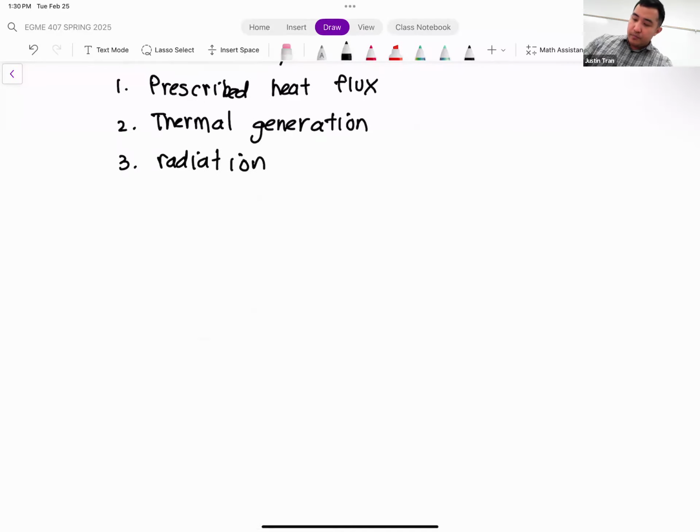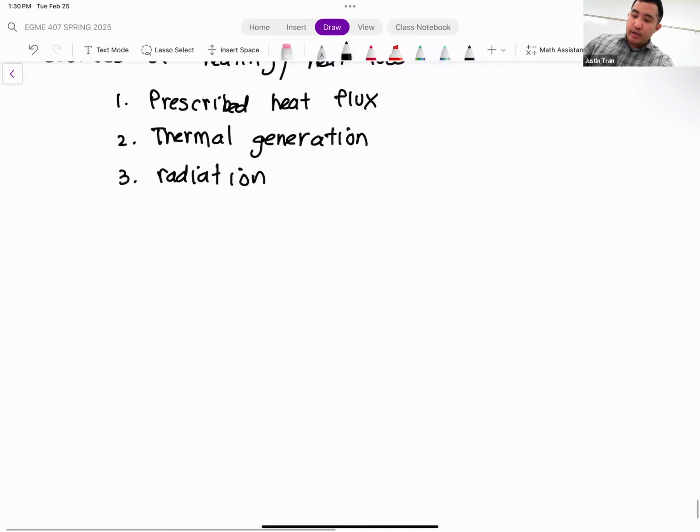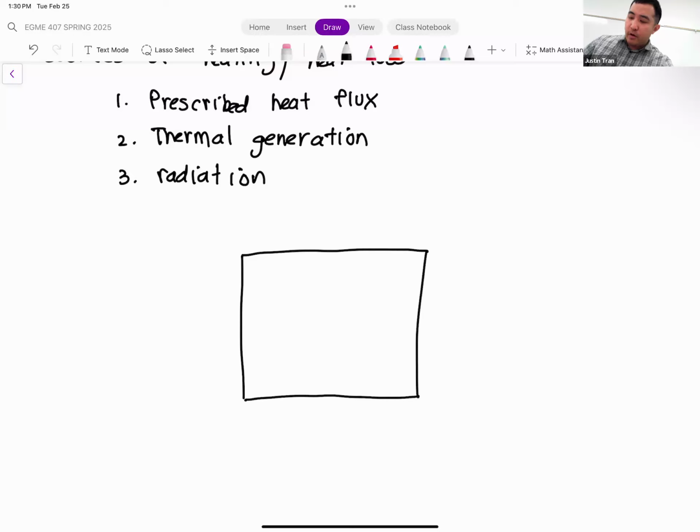And so if I were to illustrate this, let me just draw a square object for now.